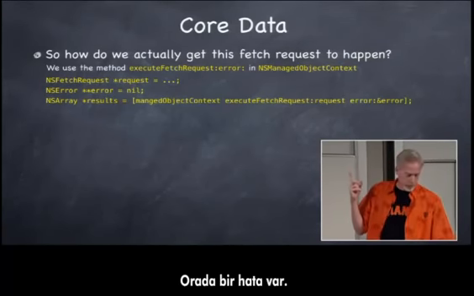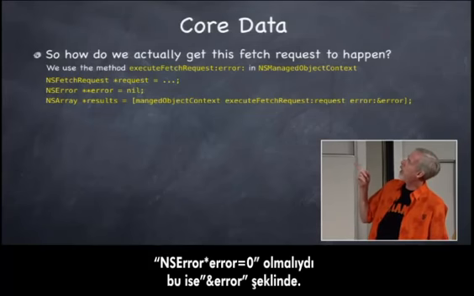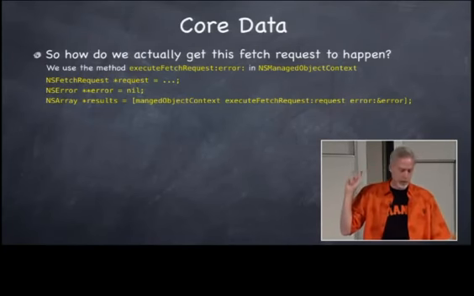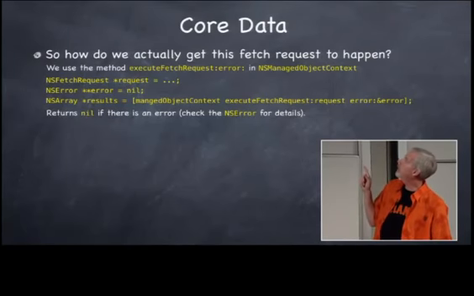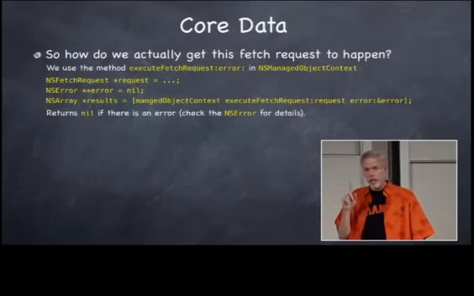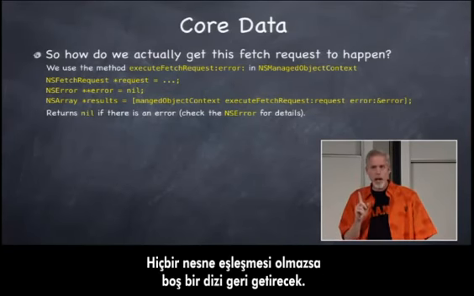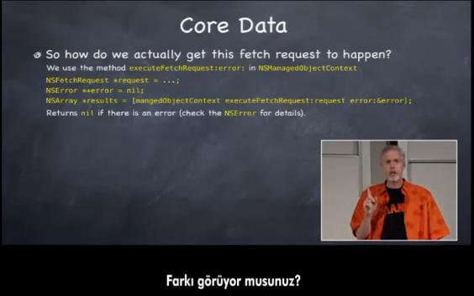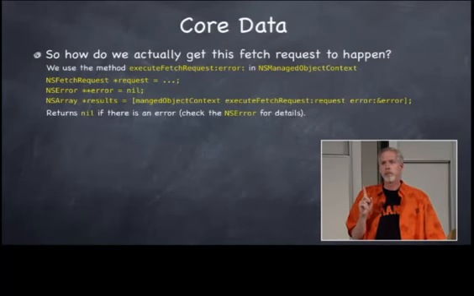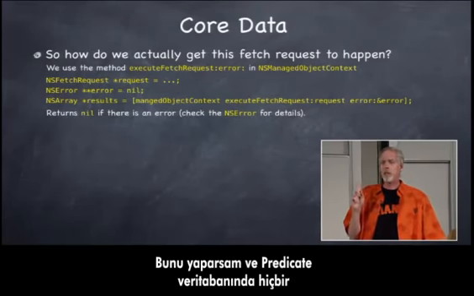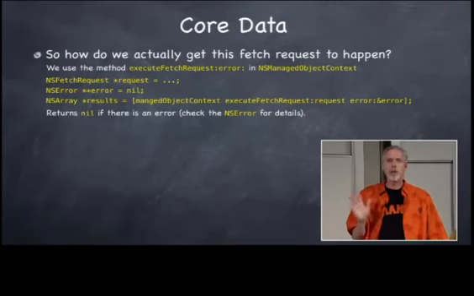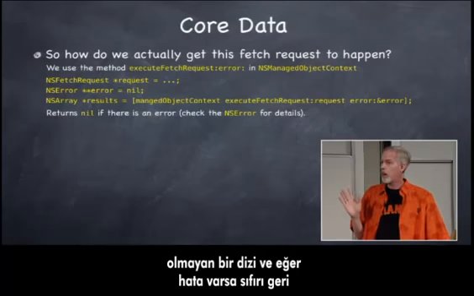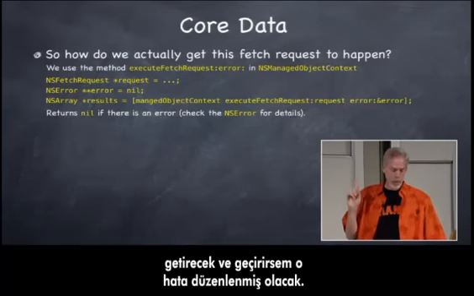Oops, that's an error right there. That should say NSError star error equals nil. And then this is ampersand error. So this executeFetchRequest will return nil if there's an error. It returns an empty array if no objects get matched. You see the difference? So if I do this and my predicate does not match any objects in the database, then I'll get an empty array, an array with no objects in it. If there's an error, then it'll return nil, and that error, if I passed it, will get sent.